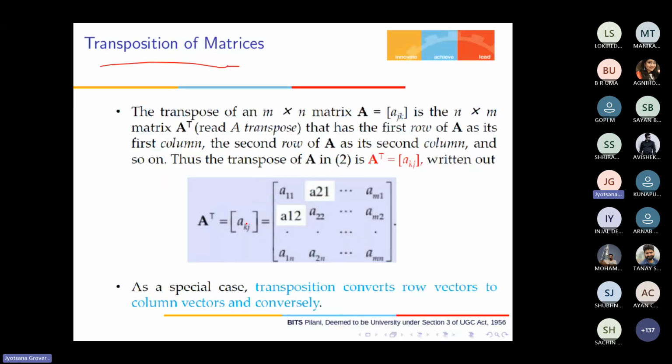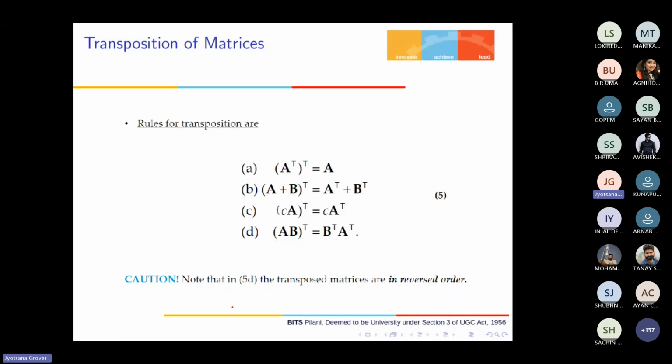Good observation. Okay, let's go to the transpose. Transpose converts a row vector to a column vector and conversely. Now I'll explain in Octave. Let's see.